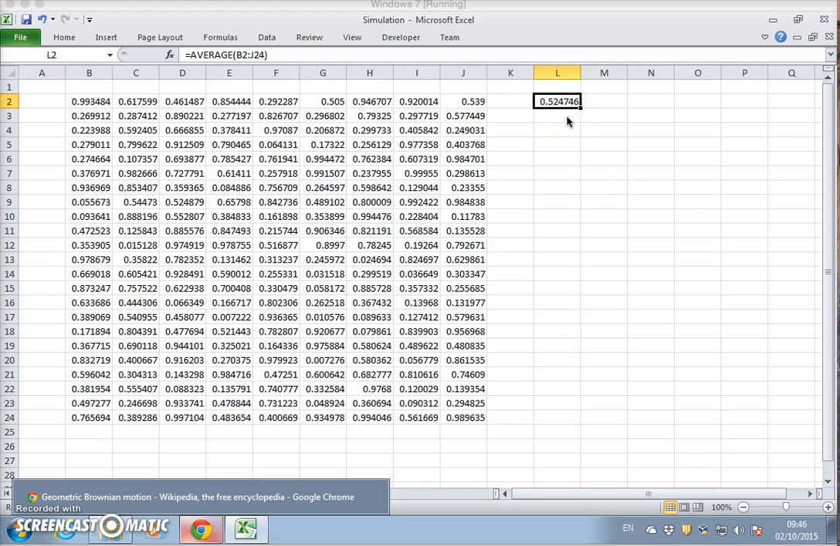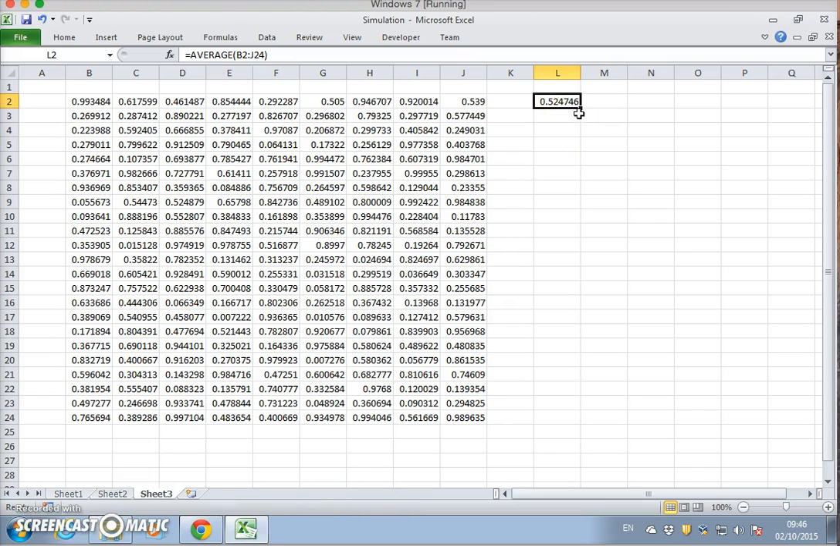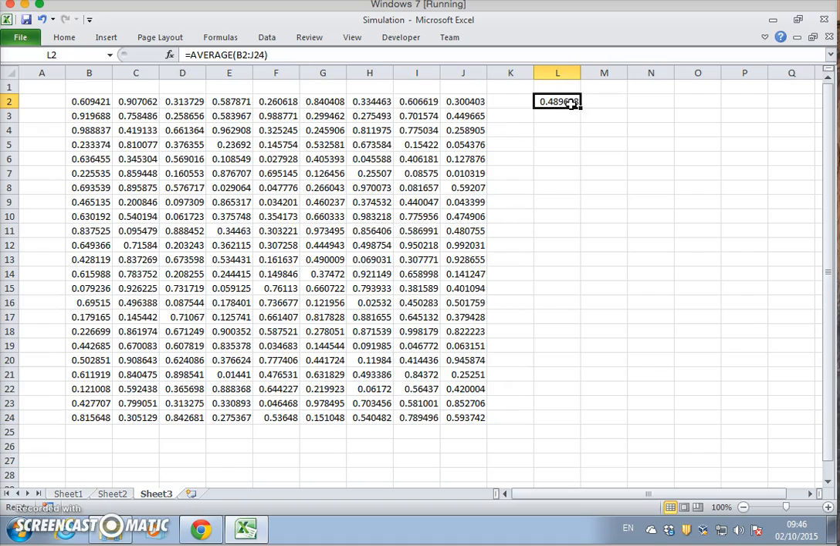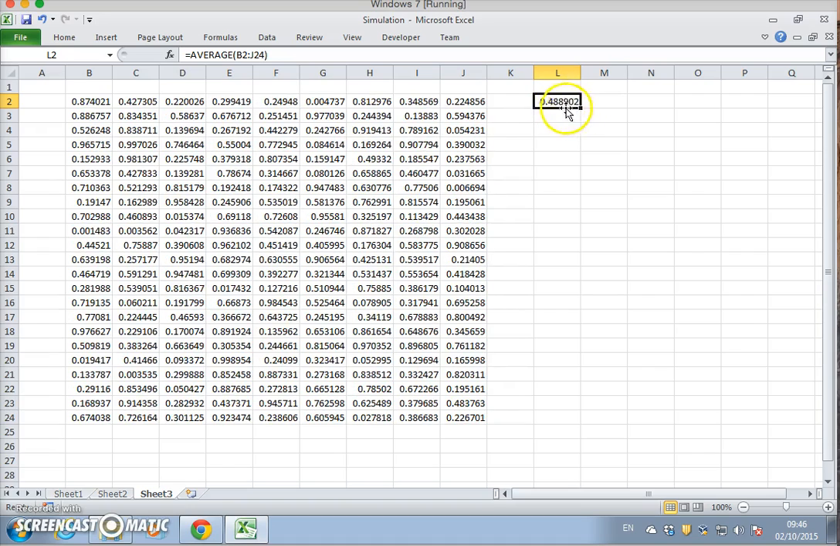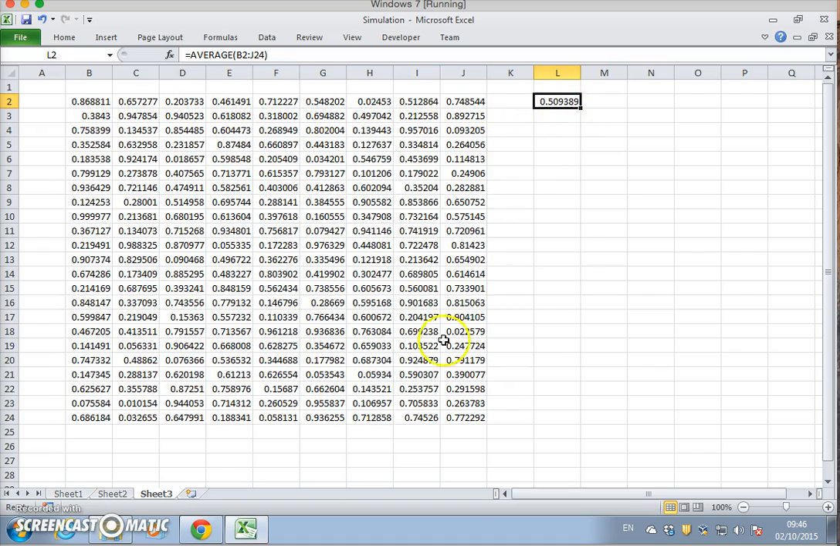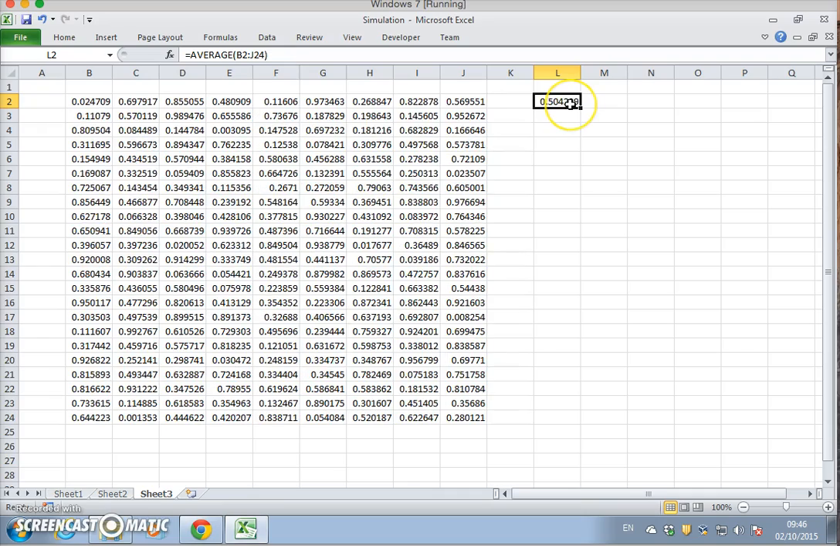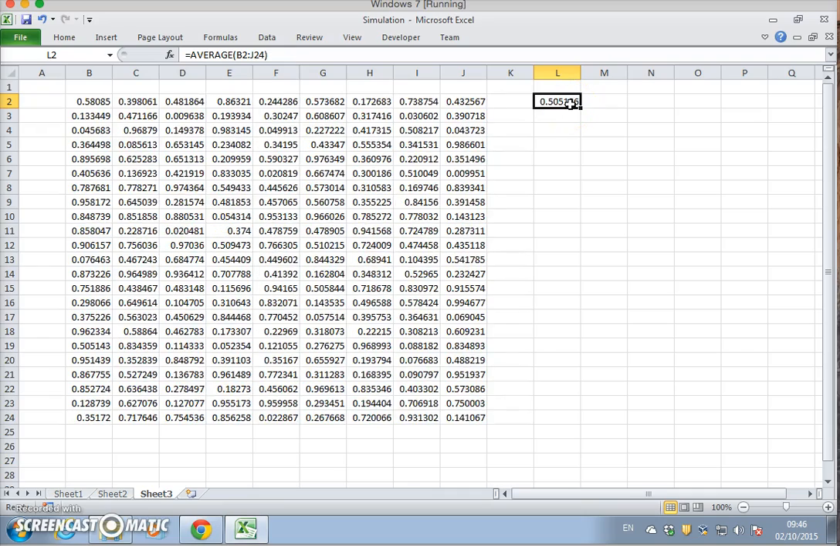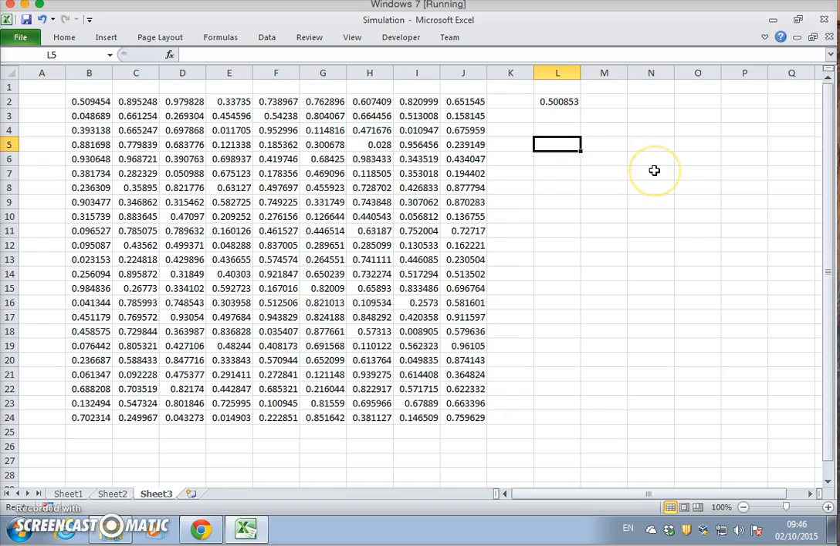So if we hit F9, you can see the value here, because it's a relatively large sample size, doesn't deviate that much from 0.5. If we took a smaller sample size, so for instance, the average of perhaps this small cohort of 6 values or 9 values, we'll get a bigger variation.